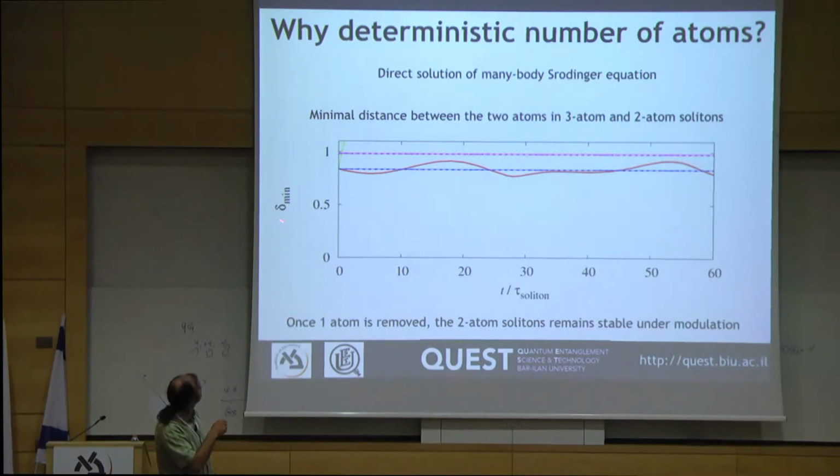So this is actually the mean distance between the atoms within the soliton. If nothing happens, this is what we expect to see from this distance as compared to time. Nothing happens, it's stable. If we have a 2-atom soliton, this is what happens with this state.